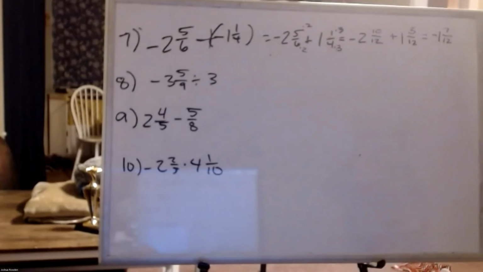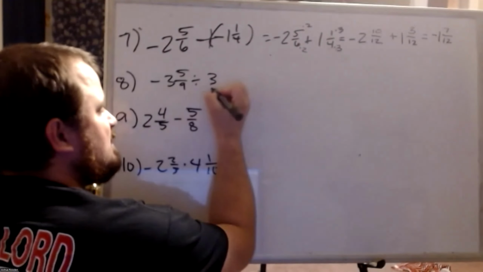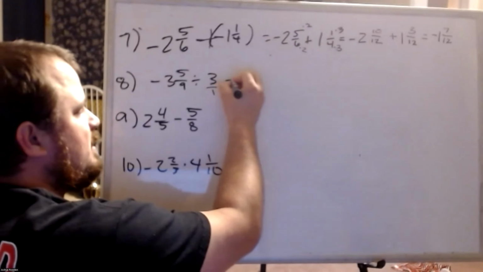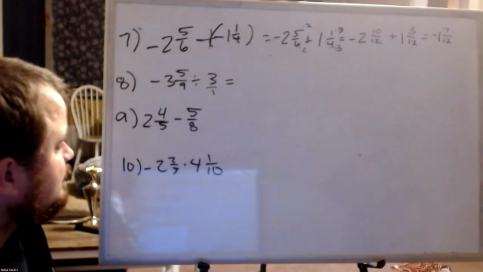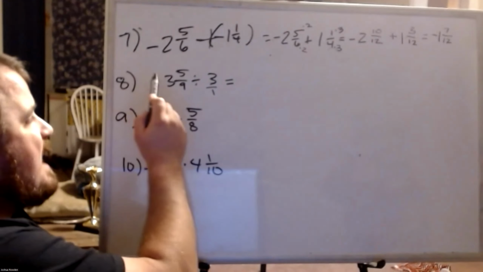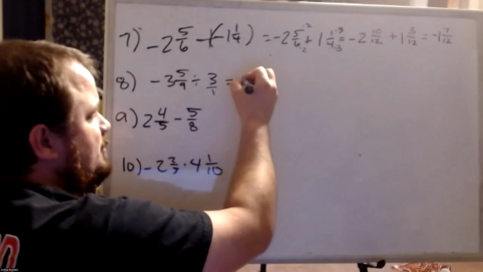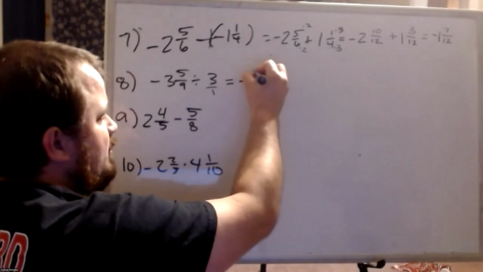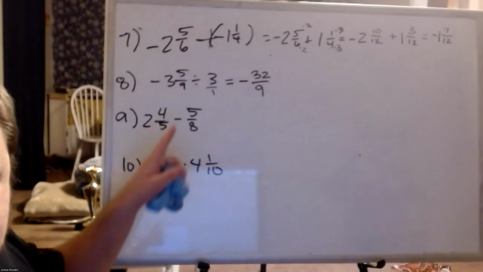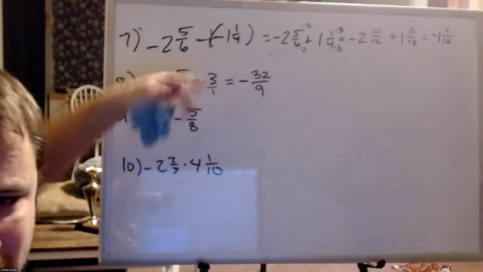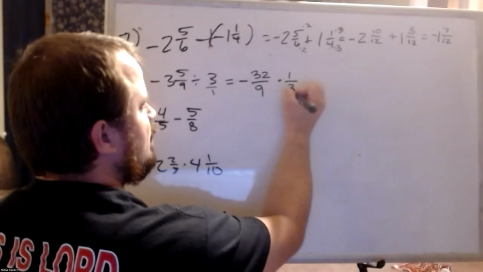Okay, I do not think the other ones will take that much space or be nearly that difficult. Okay, so right here, let's make this over 1, and let's take this 9 times 3 is going to be 27, and then I add 27 to the 5, and 27 plus 5 is 32. So this is negative 32 over 9. And then because it's division, that means you need to flip that and make it multiplication. So times 1 over 3.